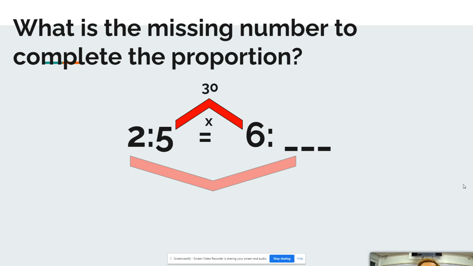We have 30. 2 times the missing number will have 30 as the product. You can think of a multiple that will have the product 30, or simply divide 30 by 2. We will have the answer 15. 2:5 is equals to 6:15.